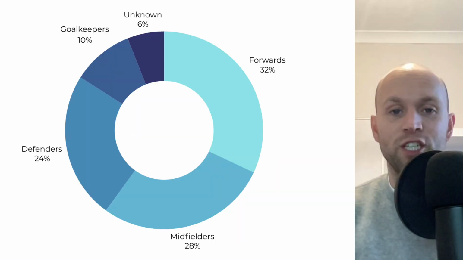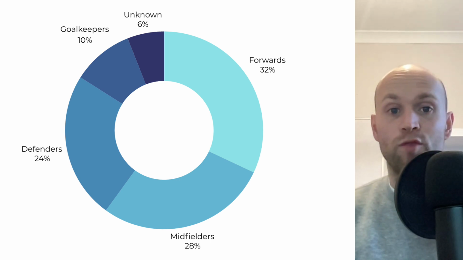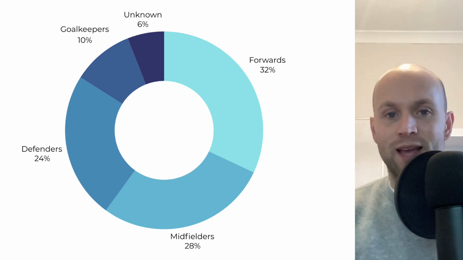In terms of playing position, midfielders and forwards were the players who got injured the most. And this is likely because of the involvement in the amount of running, change of direction, and high intensity actions that they need to perform on the pitch whilst they're performing. Forwards represented 32% on average of the total represented injuries. Midfielders were 28% and defenders were 24%.